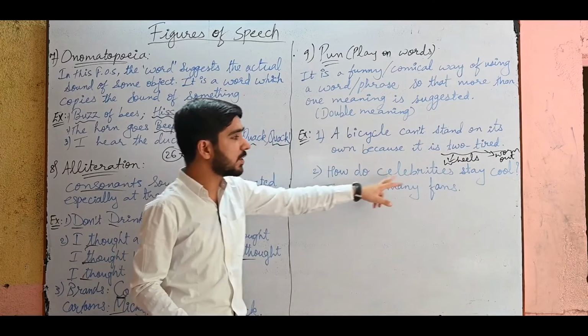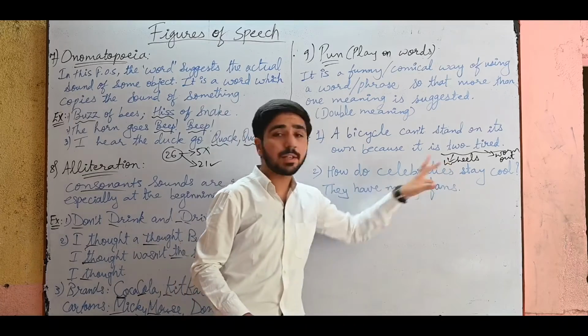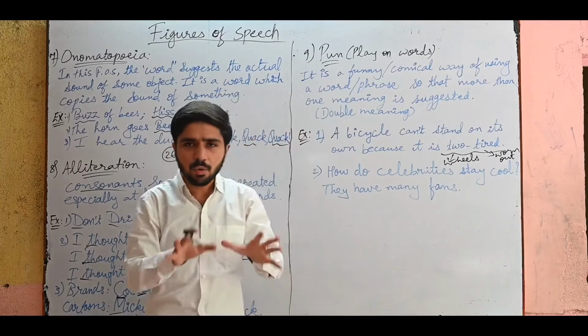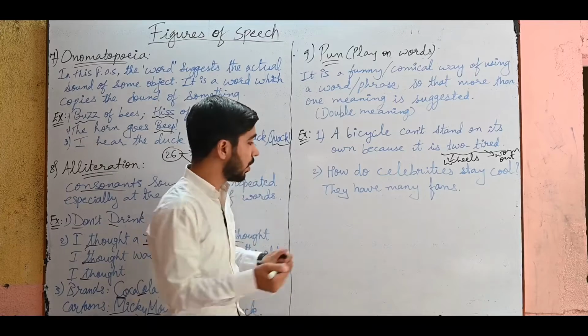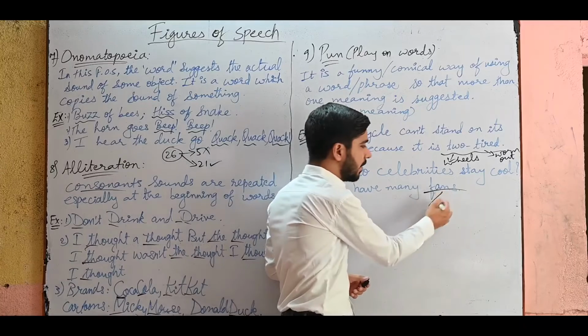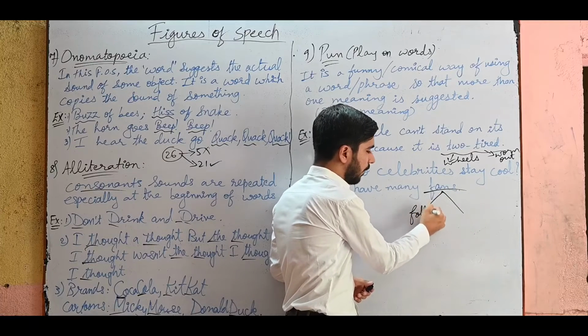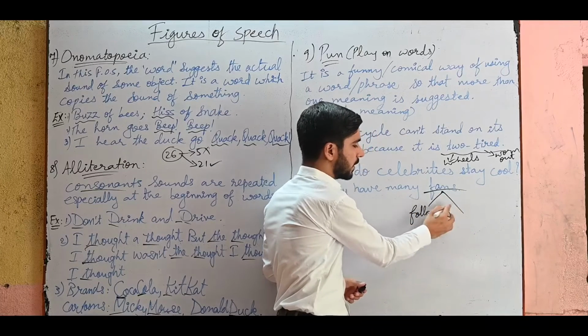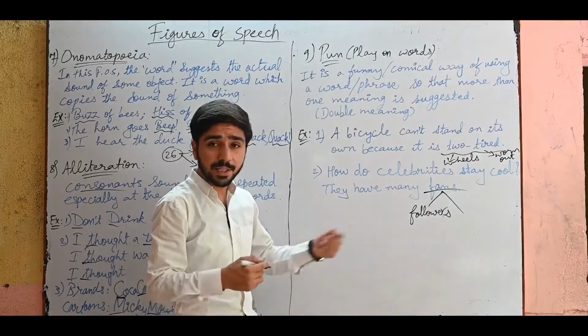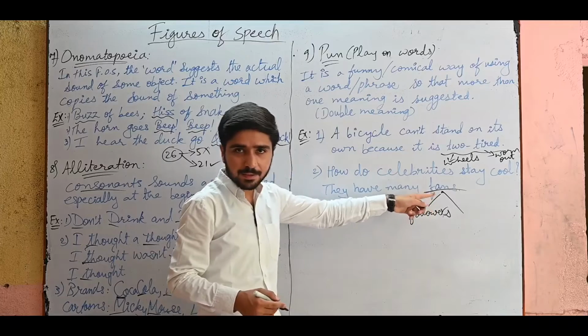Second, how do celebrities stay cool? The celebrities, the actors, the actresses, they are very cool and calm. How do they stay cool? Because they have many fans. Now here, the word fans has a double meaning. One is their followers, the people like us who follow celebrities and copy their style. So they have many followers.